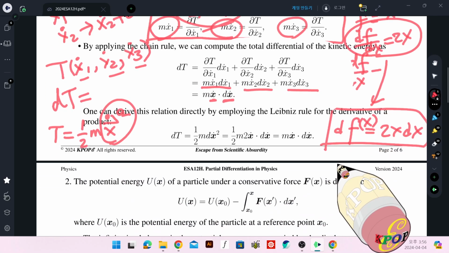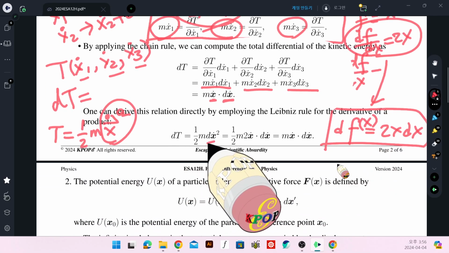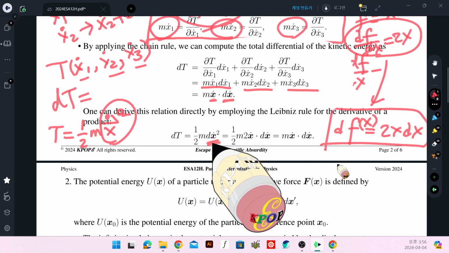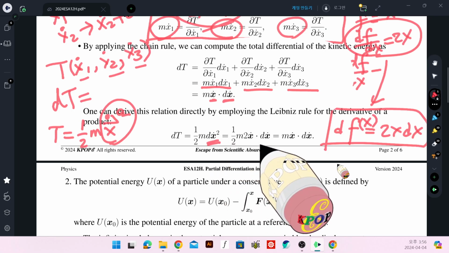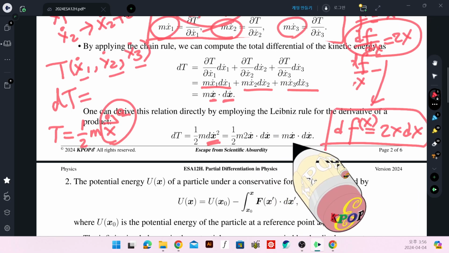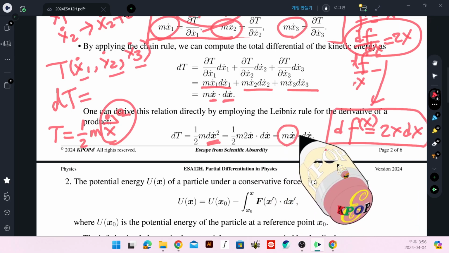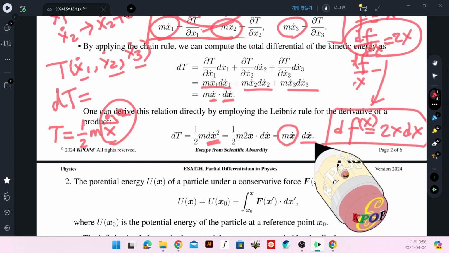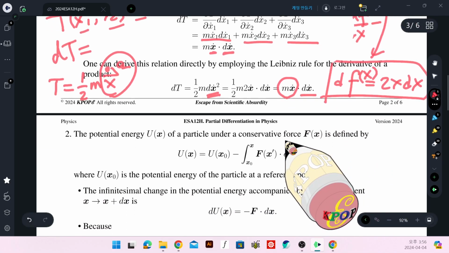Okay, so we can directly compute this. This one is 2 times x dot dot dx dot. As a result, m times the velocity, scalar product, the differential of the velocity.